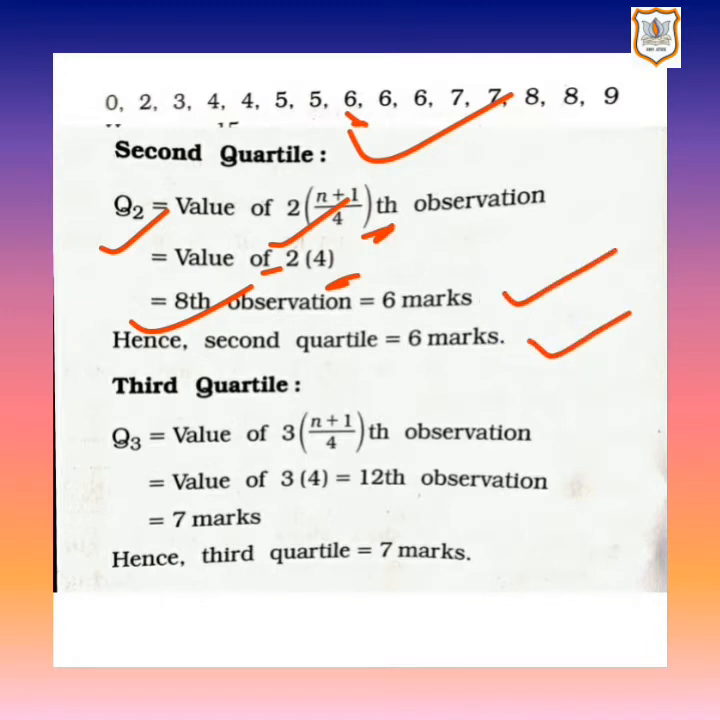Then third quartile. As it is Q3, the formula will be 3 times n plus 1 upon 4. So n plus 1 upon 4, the answer is 4 for that, and 3 is given in the formula. So 3 into 4 is the 12th observation. Which is the 12th observation? You have to find it here. This 6 is the 8th observation, this is 9, this is 10, 11, 12. So 7 is the 12th observation. So Q3 here is 7 marks. So we are done with all quartiles and sum number 1.